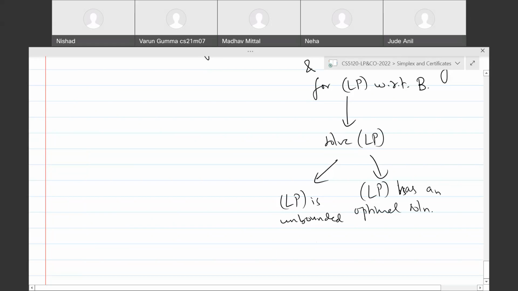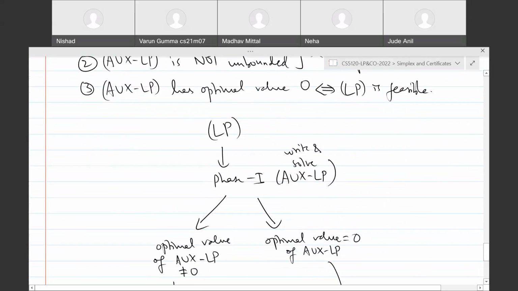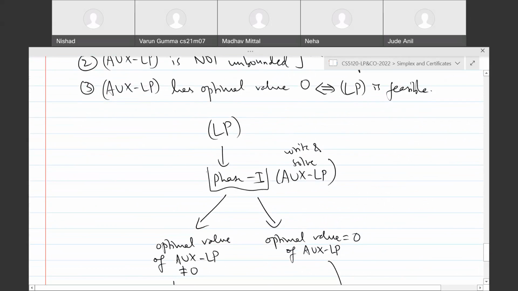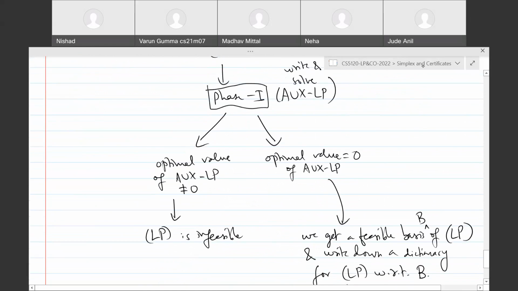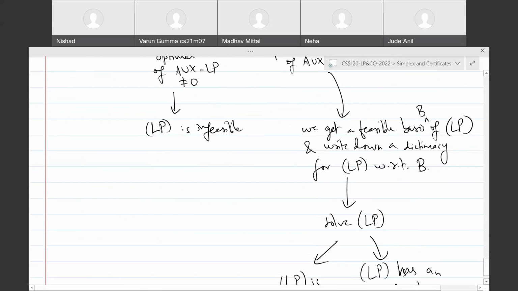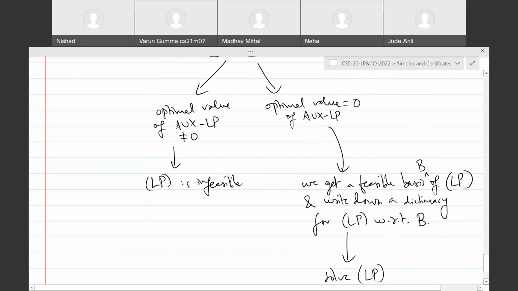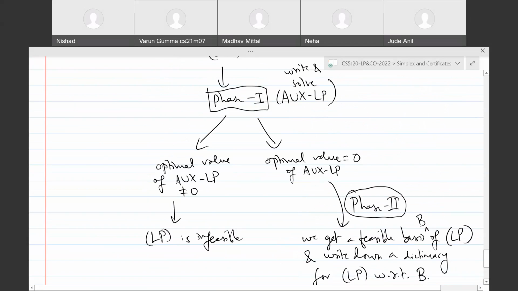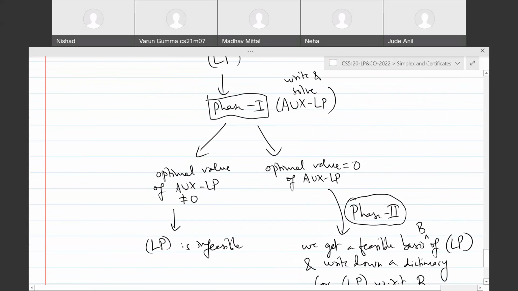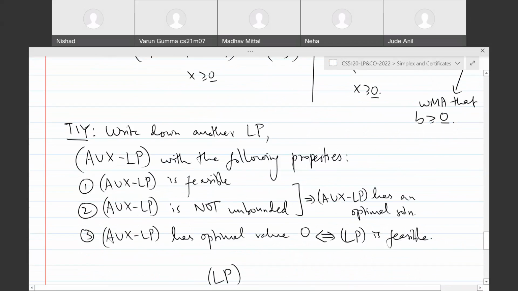Okay, so this is what is called the two-phase method, and tomorrow we will focus on phase one because phase two is something we have already discussed. Right, so this is called phase two. Okay, but try this question, and we will discuss tomorrow with an example.